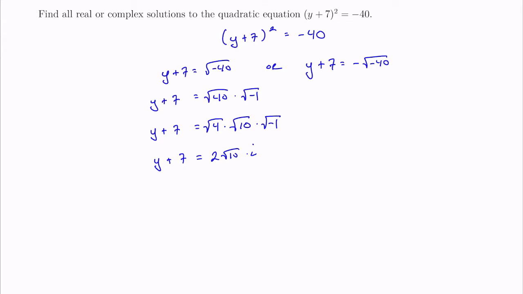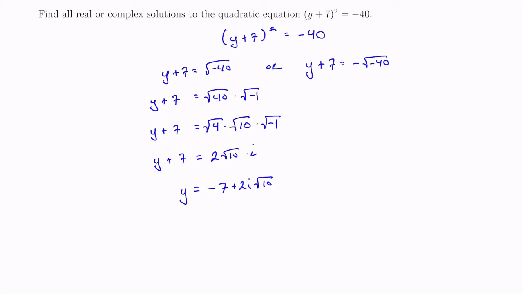So there are two things left to do in this equation. One, we need to get the y by itself. To do that, we're going to subtract 7 from both sides of the equation. And when we subtract 7 from 2 root 10 times i, we're going to reorder things a bit. I'm going to put the negative 7 in the front. Then I'm going to have plus 2i root 10. It is fairly standard notation to have the radical factor or the radical term be the final piece of your expression so that it's clear what is and what is not under the radical. So our first solution is negative 7 plus 2i root 10.